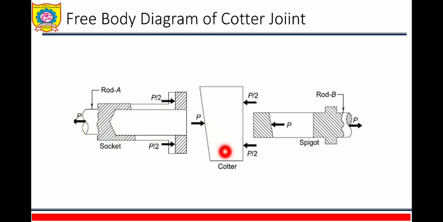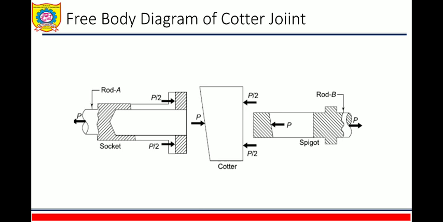Similarly for Cotter, this P is acting at the center of the Cotter, and due to which opposite forces are acting on the other side of the Cotter, P by 2 and P by 2. Similarly this has force P which is acting on the center line of the spigot, and this is acting on the right side of the spigot, so they will get balanced. So you can see all the parts are in equilibrium now.